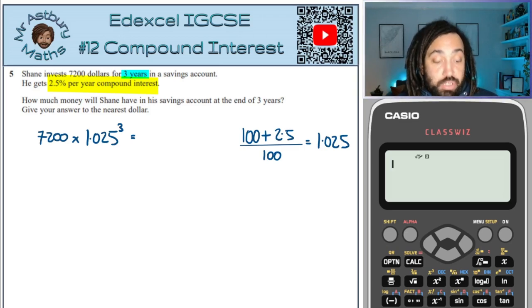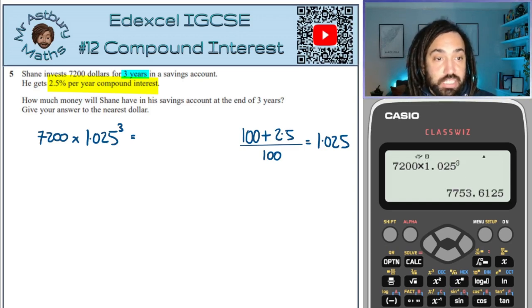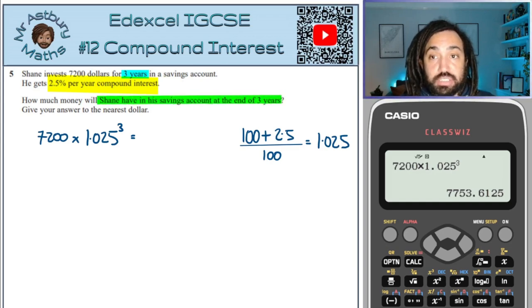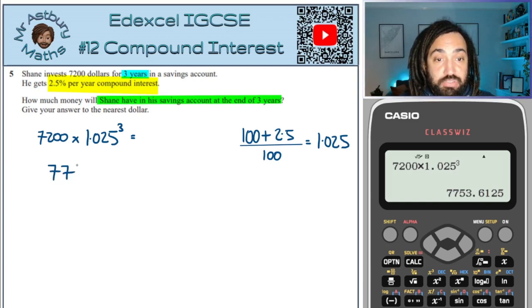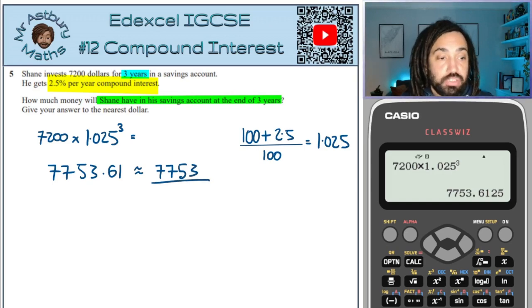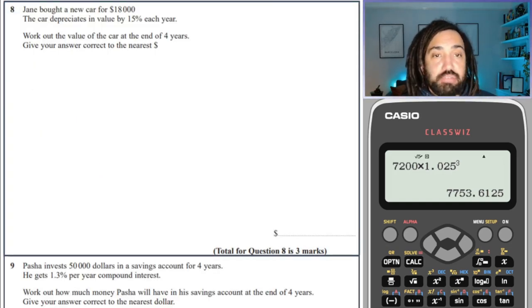Make sure you just apply the power to the multiplier and not to the original amount, otherwise you'll get a huge number. So this is what we should get. It says, how much money will Shane have in the savings account? It's also important to read the question, because sometimes they ask for the interest, but now they're just asking for the final amount. So that is good to go, and that is 7753.61, which to the nearest dollar is 7753. Perfect, job done.